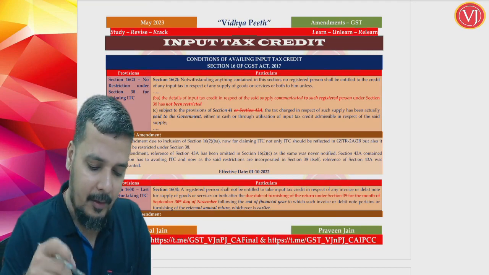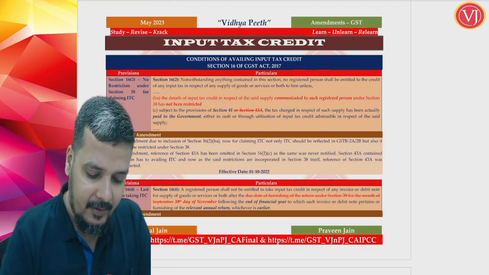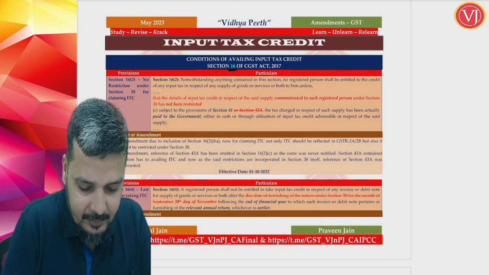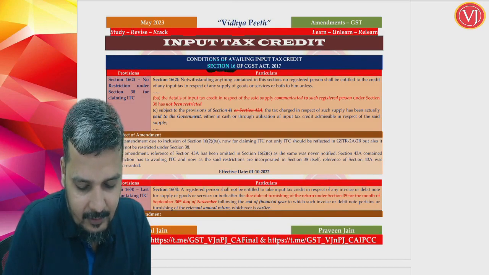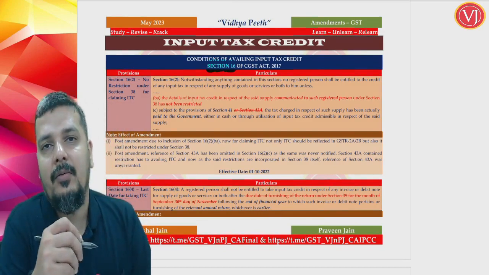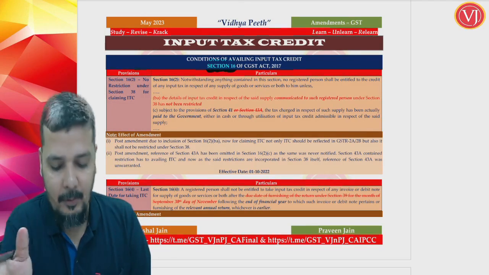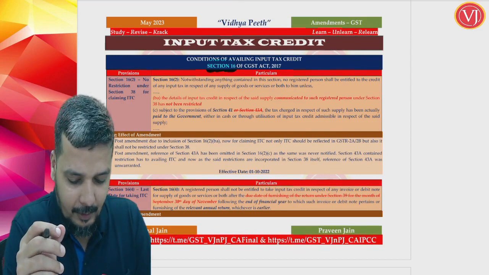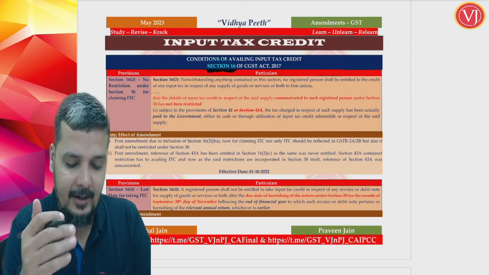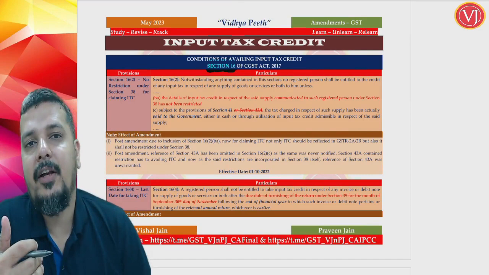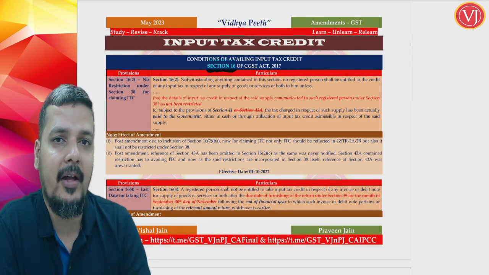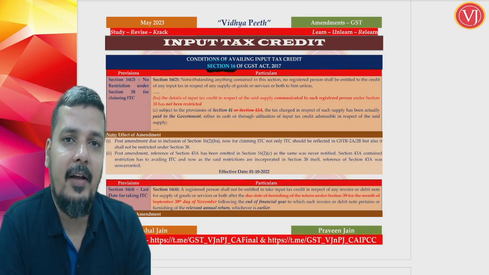Now, when you're talking about input tax credit, first we are going to see the amendment which has come out in section 16 of your CGST Act. Section 16 is a basic section which talks about conditions for claiming input tax credit. There are already a lot of conditions for taking input tax credit. To put it in total terms, after the amendments, the total number of conditions for taking input tax credit is 12. Previously, there were 11, now it is 12.